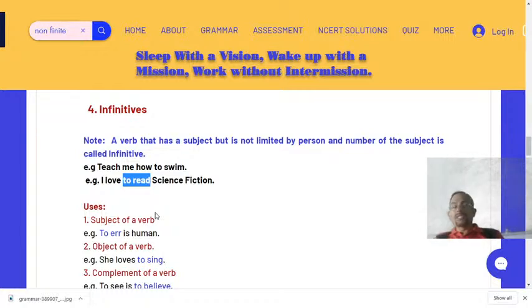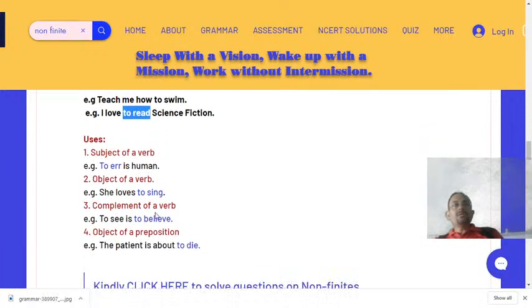Infinitives are of two types, dear students. One is to infinitive, another is bare infinitive. So now we are discussing the to infinitive. What is a to infinitive? A verb which is preceded by the preposition to is called a to infinitive. Now let us move on to the uses of infinitives.